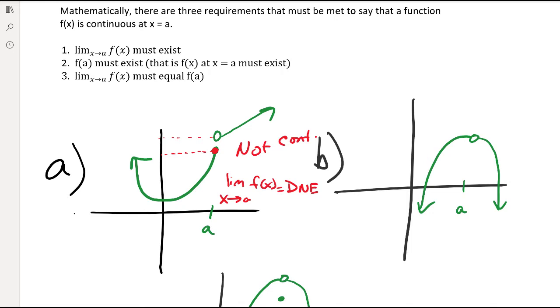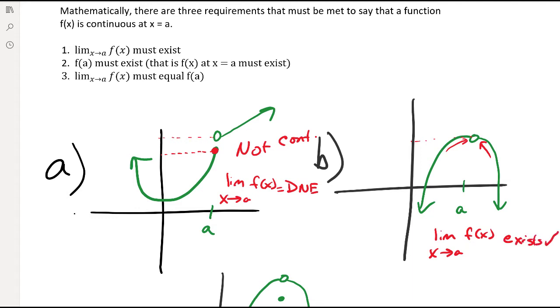Look at the second graph here, graph B. As we look at this, we ask ourselves, first of all, does the limit as x approaches a of f of x exist? Well, yes. The limit as we come from the left is going to give us whatever this value is here on the y-axis, and the limit as we approach from the right is also going to give us that same value. So the limit exists coming from both sides. So this limit does exist. All right, so we're good there.